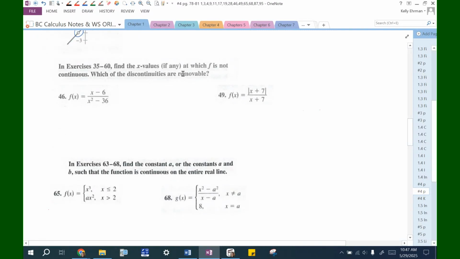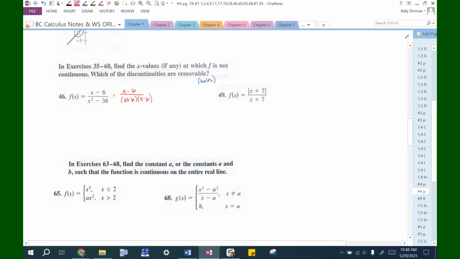Find the x values, if any, at which f is not continuous. Which of these discontinuities are removable? Remember, removable is just a hole in the graph. Non-removable would be a vertical asymptote. So find the x values where f of x is not continuous. So factor f of x, if possible.